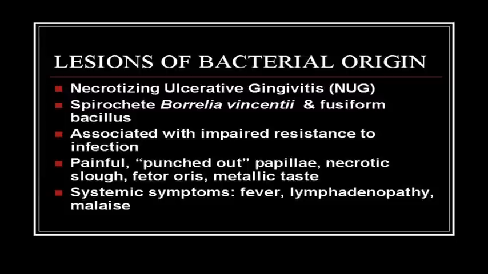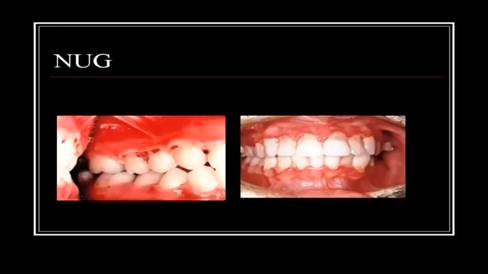The bacteria that produces this infection is the spirochete Borrelia vincentii, and some fusiform bacilli have been implicated as well. This condition is associated with impaired resistance to infection. The client will present with painful, punched-out papillae, a necrotic slough over the gingival surface, fetor oris, and/or a metallic taste. If the condition is severe enough, the client may also present with systemic symptoms: fever, lymphadenopathy, and a generalized malaise.